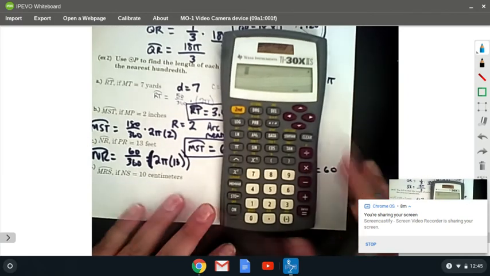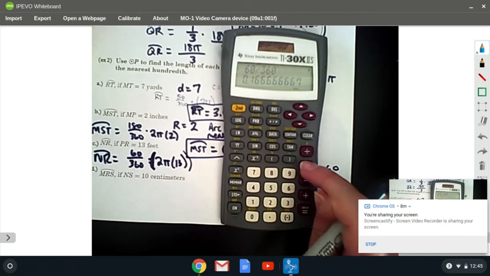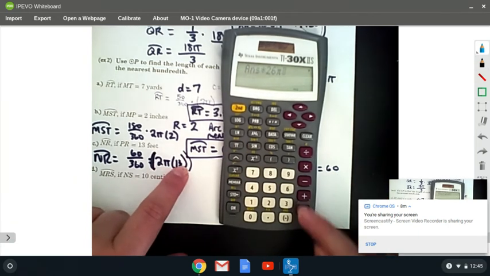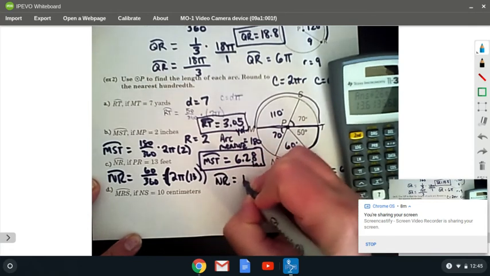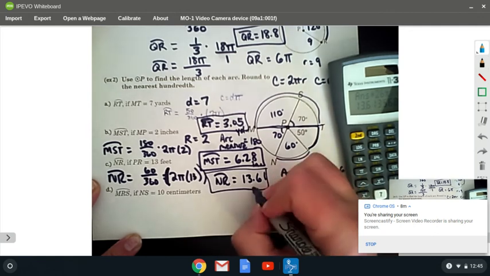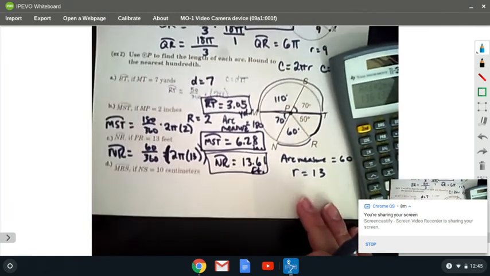Okay, so now in my calculator, I'm going to do 60 divided by 360. And then I'm going to multiply that by 26 pi because 2 times 13 is 26. So arc length NR is 13.61. And that is feet.